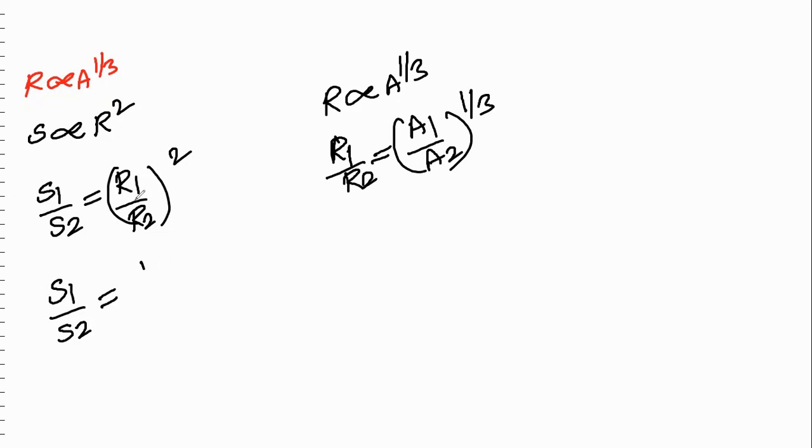Instead of R1 by R2, we may write A1 divided by A2 whole power. This square is there, so 2 divided by 3 we will write. Because in the place of R1 by R2, we'll write A1 by A2 whole power 1 by 3. So this square is there. So S1 by S2 is equal to A1 by A2 whole power 2 by 3 we will write. This is one. Again, in the previous years, latest, about 2016 or 17, they have asked it.